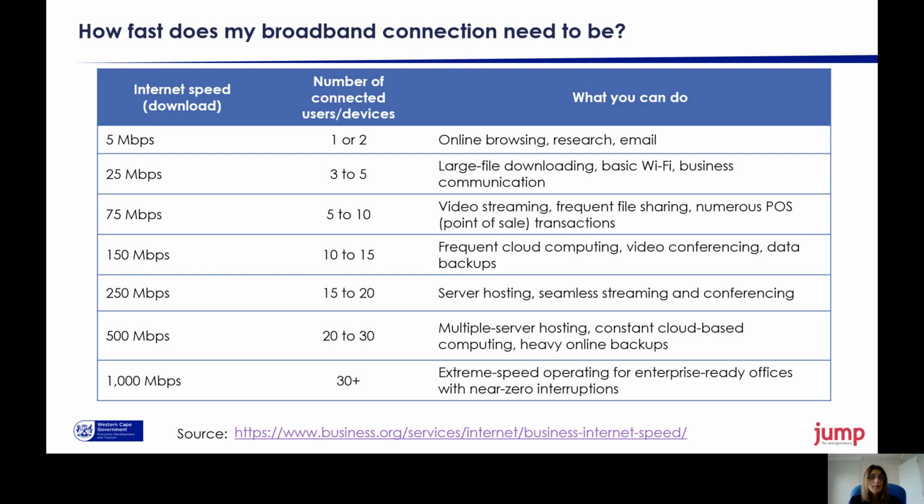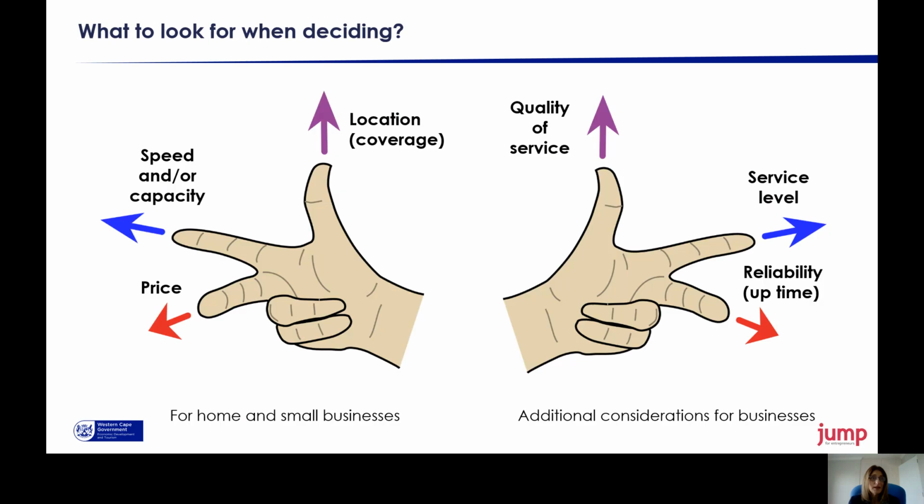And then obviously moving up the ranks is 15 to 20 people, a lot of server hosting, a lot of streaming, online conferencing, and that kind of thing. 250 megabits per second is probably a better option for you. And so it goes up. So think about the things that you do in your business that would need to be online to give you some indication of the speed and data that you would need.